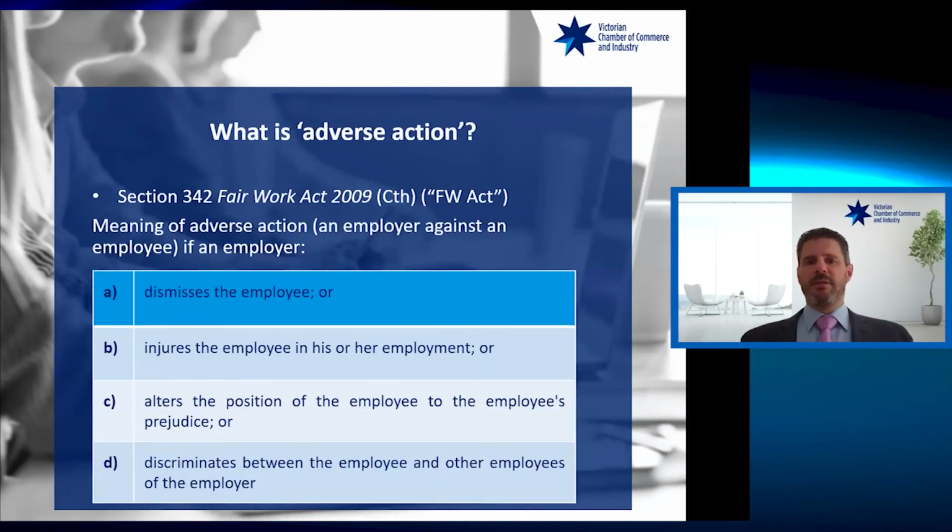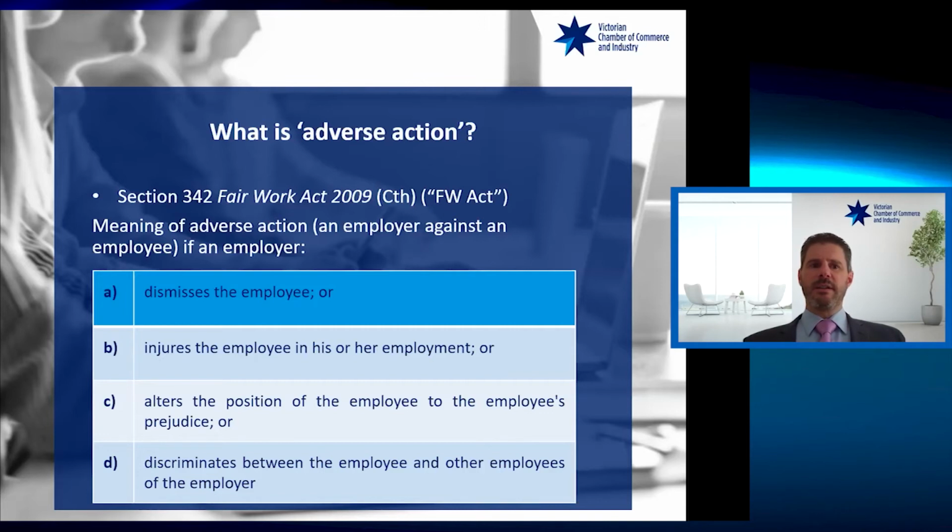So what is an adverse action? It can be a whole range of things. Section 342 of the Fair Work Act attempts to define it for us. Clearly, an adverse action is when we dismiss someone. An adverse action might also include injuring the employee in his or her employment. And I just want to explain that a little bit, because injuring an employee is not a physical injury or a psychological injury. What it's talking about is where the person's financial or legal position is worsened by an action by the employer.